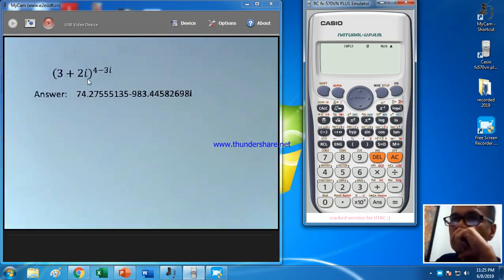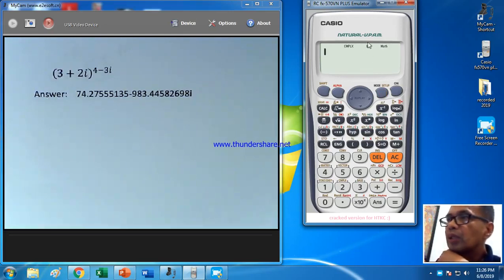3 plus 2i raised to the 4 minus 3i, and all those concepts I will let you figure out, why all the things that I'm going to do are possible. This problem is solved using software on the computer, and I'm going to do this purely using the calculator.